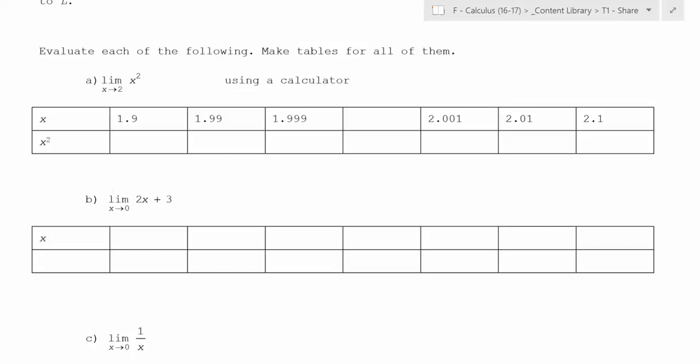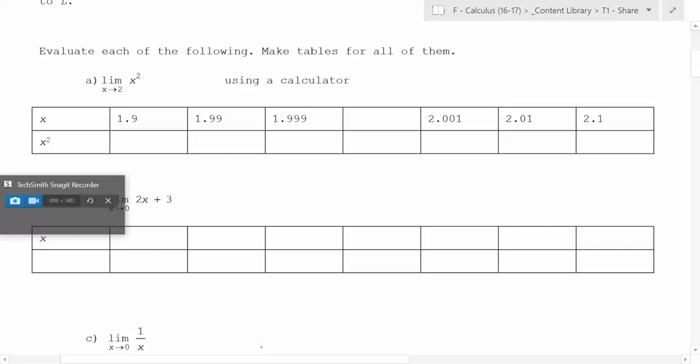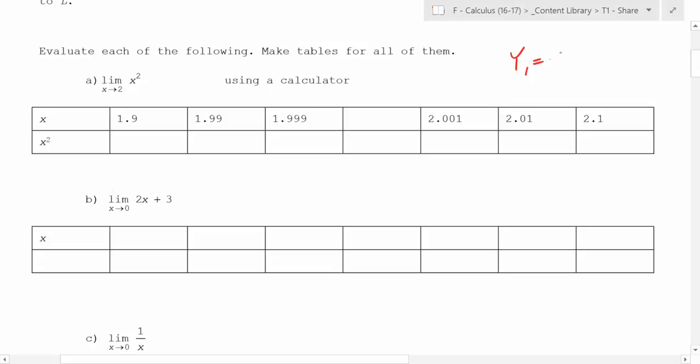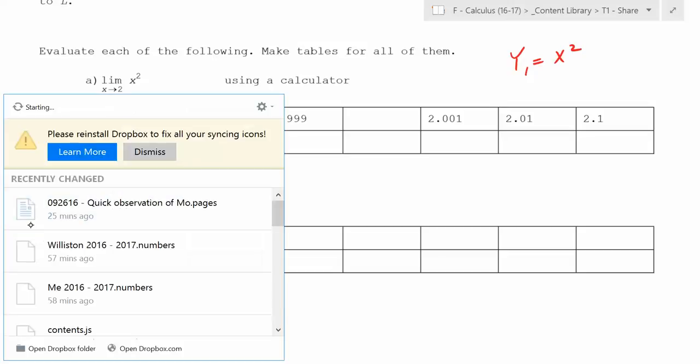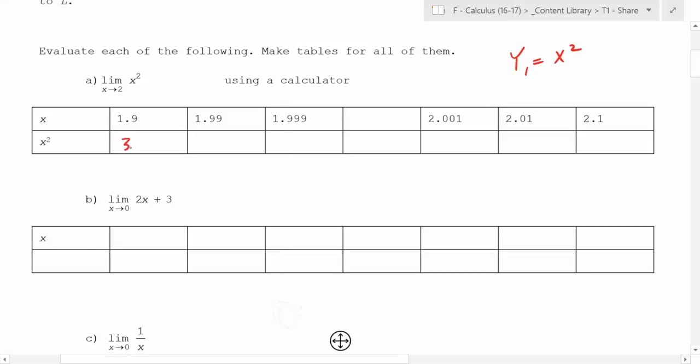So the way you would see this is you plug this into your calculator. Do you know how to plug numbers into your calculator using a table? Yeah. Okay, so take out your calculator, everybody. Let y1 equal x squared. Now, if you wanted to fill in these values just using a calculator, could you just fill these in? Sure. What's 1.9 squared? Can someone do that on the calculator? What is that? What's 1.9 squared, Natalie? 3.61. 3.61? What's 1.99 squared?